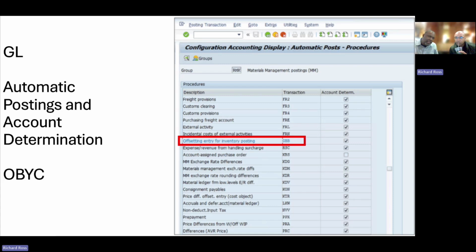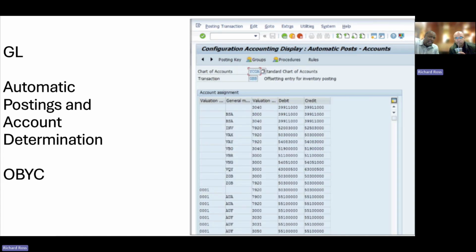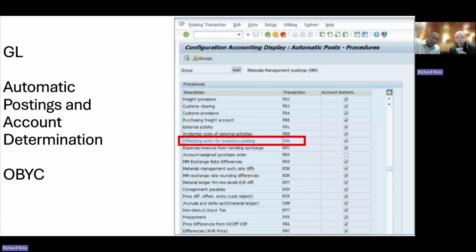When you drill into that, it's going to ask for a ledger, just like GBB is asking for a ledger. Then you assign that to a condition, and so on and so forth. You can see all the different kinds you can have. Exchange rate differences, this is where that's going to go. External activity, you assign that account key to the condition for it, and you will put a GL behind that.